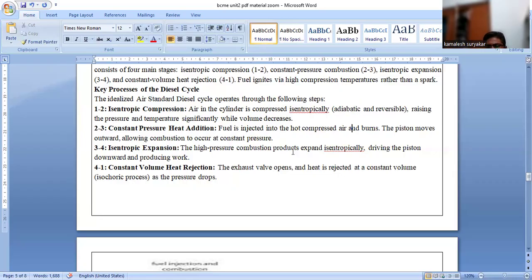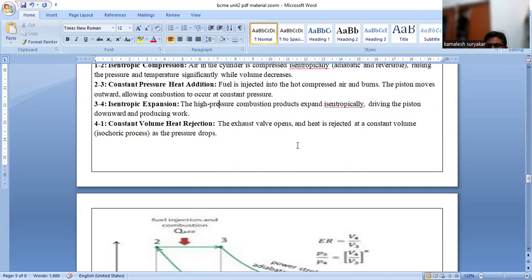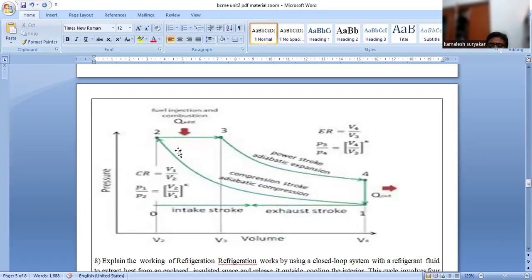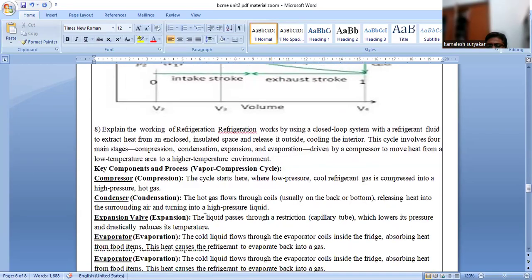Then the piston moves outwards or downwards in this section, 2 to 3. 3 to 4 is expansion. What is expansion? The high pressure combustion is done now. After that, the pressure and temperature slow down in the process, as the piston is moving downwards. So the constant volume heat rejection. Now this is a constant volume where the valve opens and the heat is rejected at constant volume. This is an isochoric process. So the 1 to 2 process is compression, the 2 to 3 process is heat addition, 3 to 4 is the expansion process, and 4 to 1 is the exhaust process. So this is a very important process.